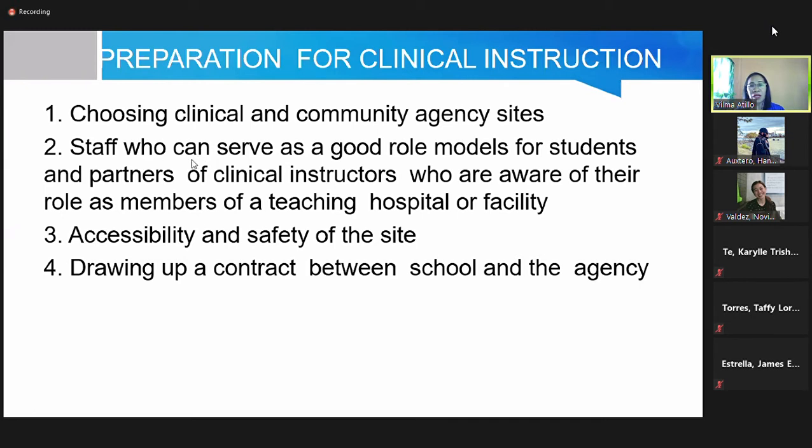Staff who can serve as good role models for students and partners of clinical instructors who are aware of their role as members of a teaching hospital or facility. Like San Pedro Hospital. In some other hospitals, we are not involving the staff. But in San Pedro Hospital, we involve the staff in the evaluation of the students. Kasi mga San Pedro graduate naman yan karamihan. And they are aware of what they are going to teach to the students.